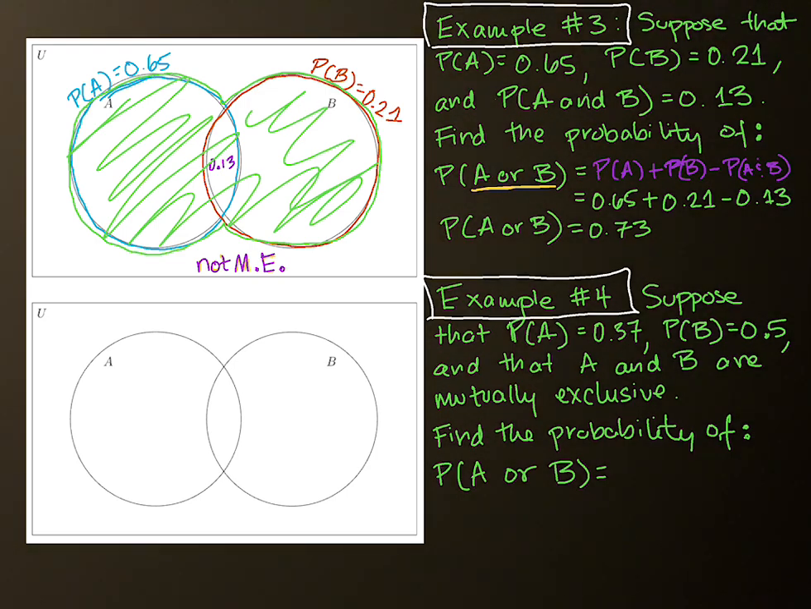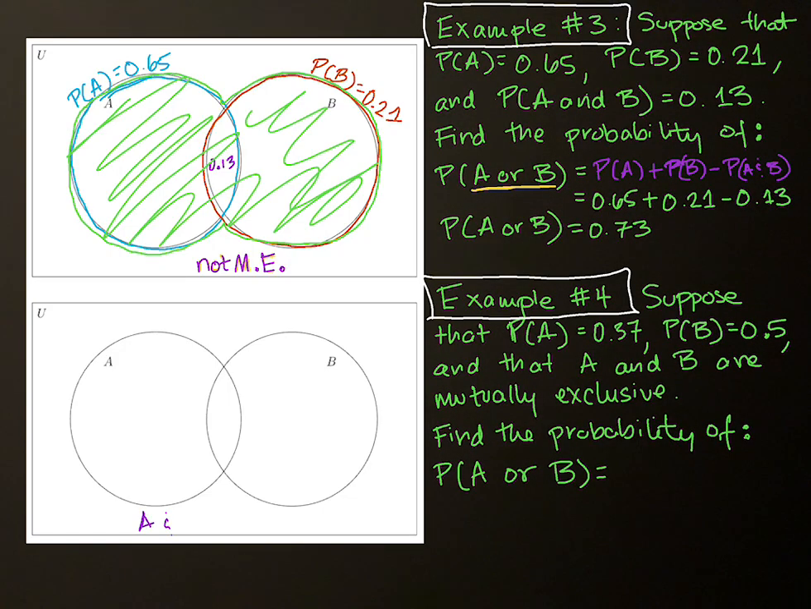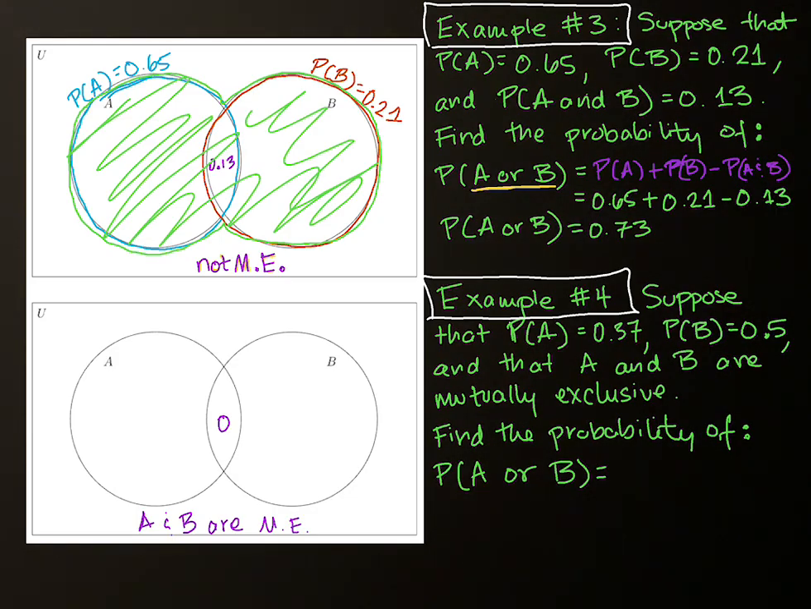All right, so for the next example, 4, suppose that the probability of A is 0.37, the probability of B is 0.5, and that A and B are mutually exclusive. Find the probability of A or B. So we are told that A and B are mutually exclusive. So that means that there's nothing in the intersection. So the probability of being in the intersection is 0 because there's nothing there.